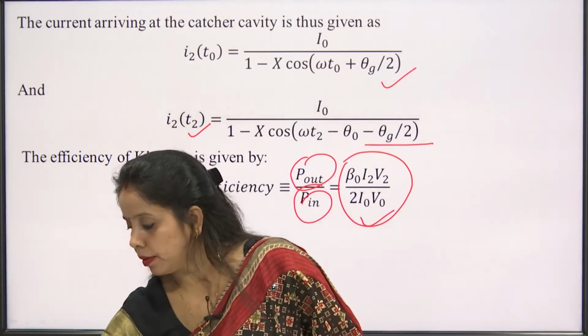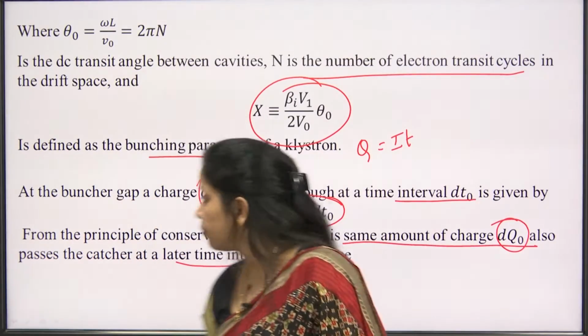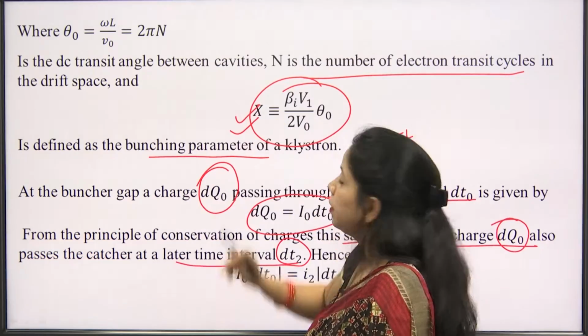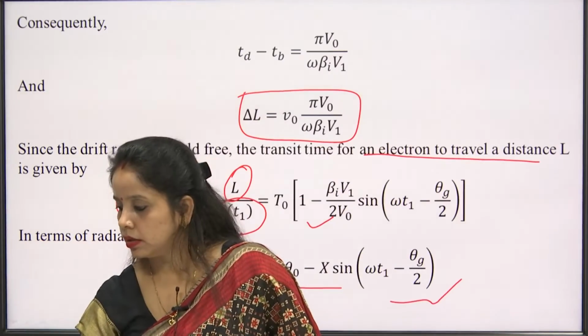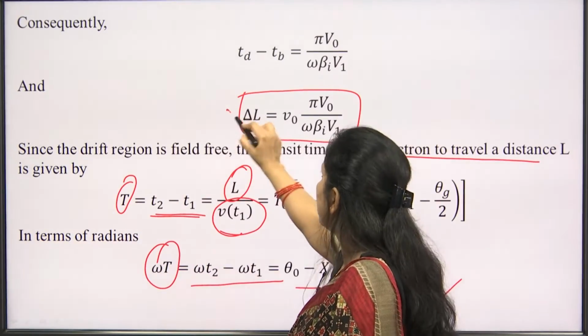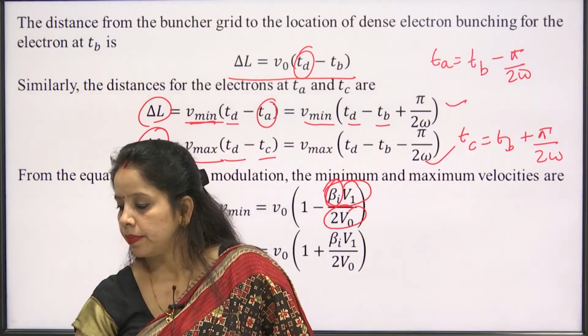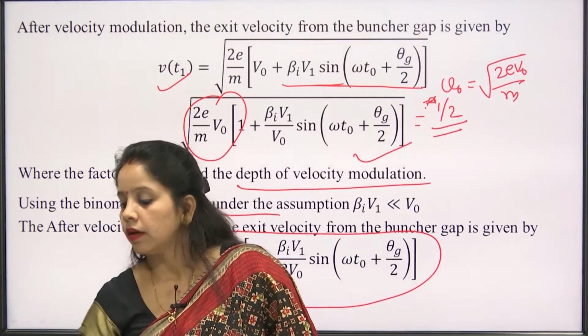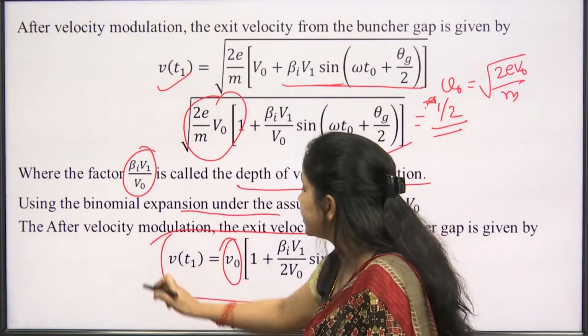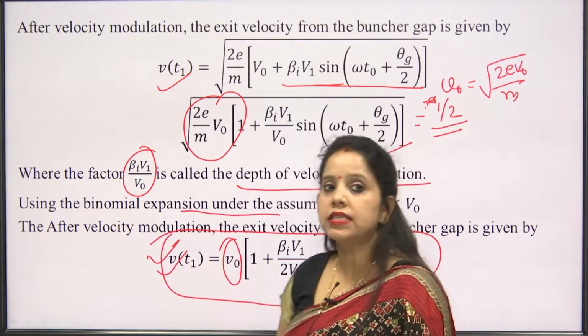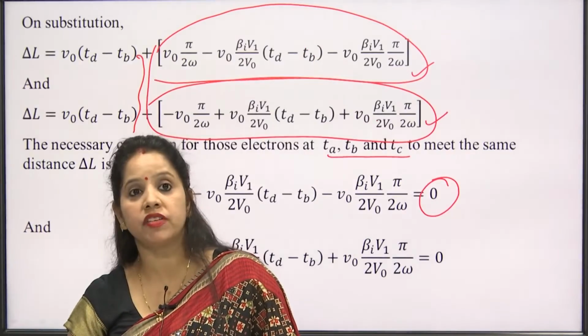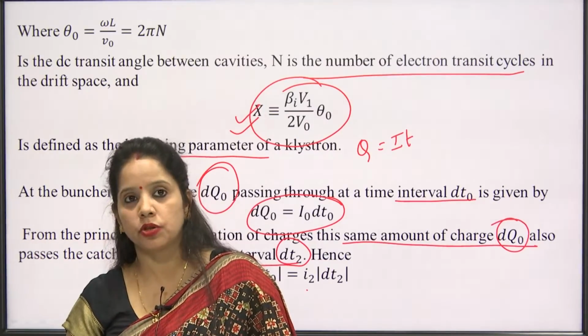So, the important formulas which you have to remember: the first one is this one, which you have to always remember, our bunching parameter, the equation of the del L, and our velocity modulated signals.